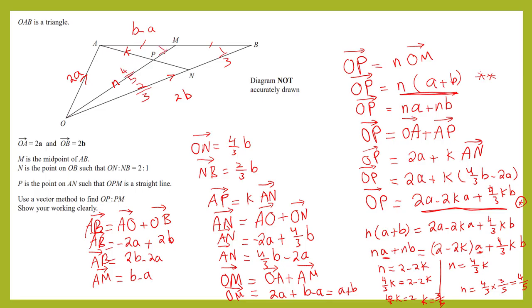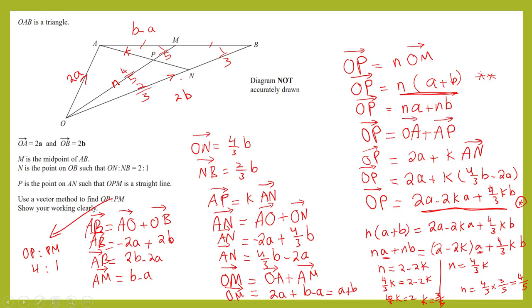So PM represents 1/5. So at the end, the ratio is 4 to 1. The ratio between OP to PM is 4 to 1. So here I can write the ratio of OP to PM is 4 to 1. Again, how did we do this one? We tried to find all the vectors around OP.